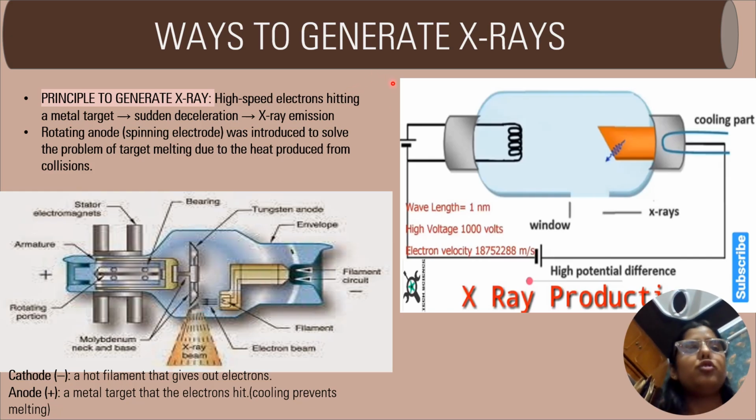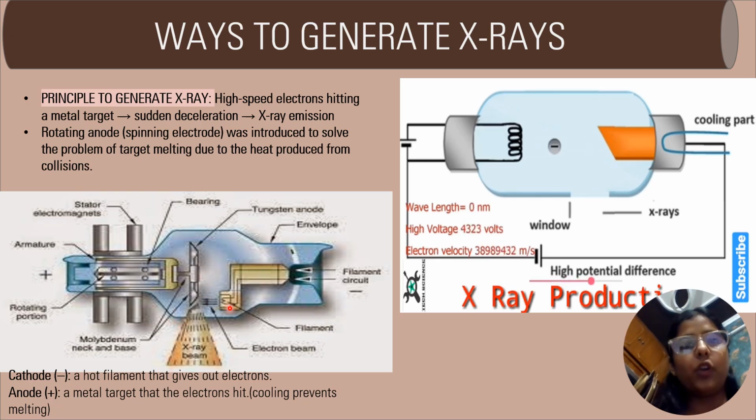So between the cathode and anode, a high potential difference is applied, typically 30 to 100 kilovolts. This accelerates the electrons emitted from the cathode toward the anode at extremely high speed, approaching a significant fraction of the speed of light. Here we can see the anode being hit by the electrons generated by this cathode.